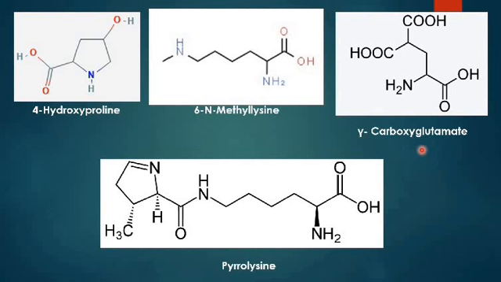Next is gamma-carboxyglutamate. This is found in blood clotting protein prothrombin. The last one is pyrrolysine. Pyrrolysine is a special and a rare amino acid as it is not made through post-synthetic modification, but it is introduced during the protein synthesis through an unusual adaptation of the genetic code.